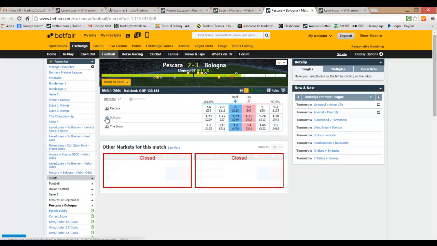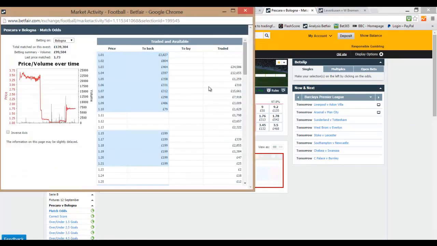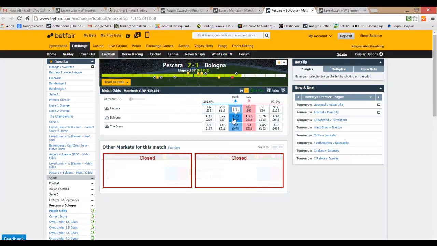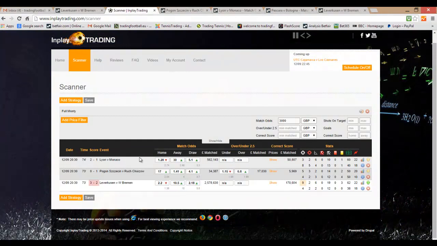Yeah, I didn't think hard enough about the Pescara Bologna game. Laid at 1.03 there when they were leading 0-3. Now you could back it at 1.72. So easy, big money, big profits available. And 73 minutes, 3-2 to Leverkusen.